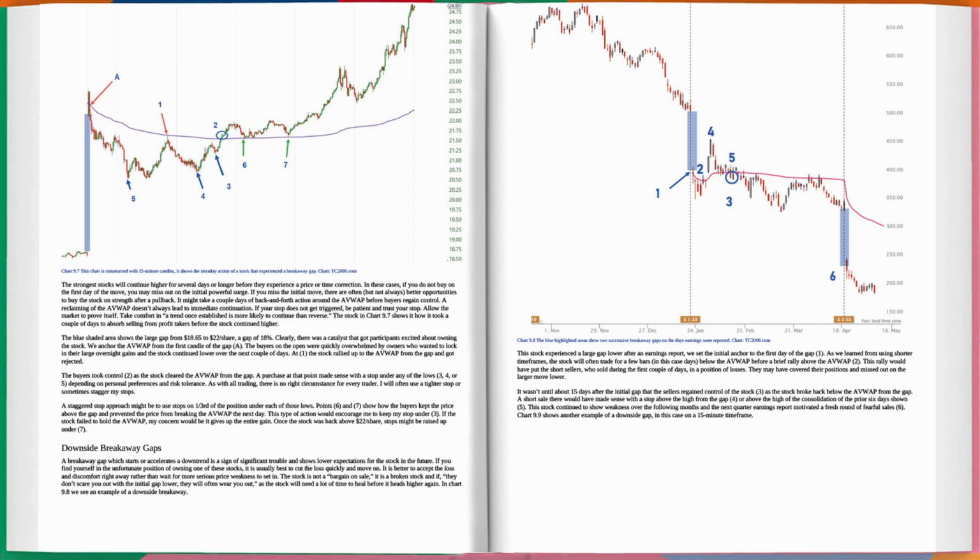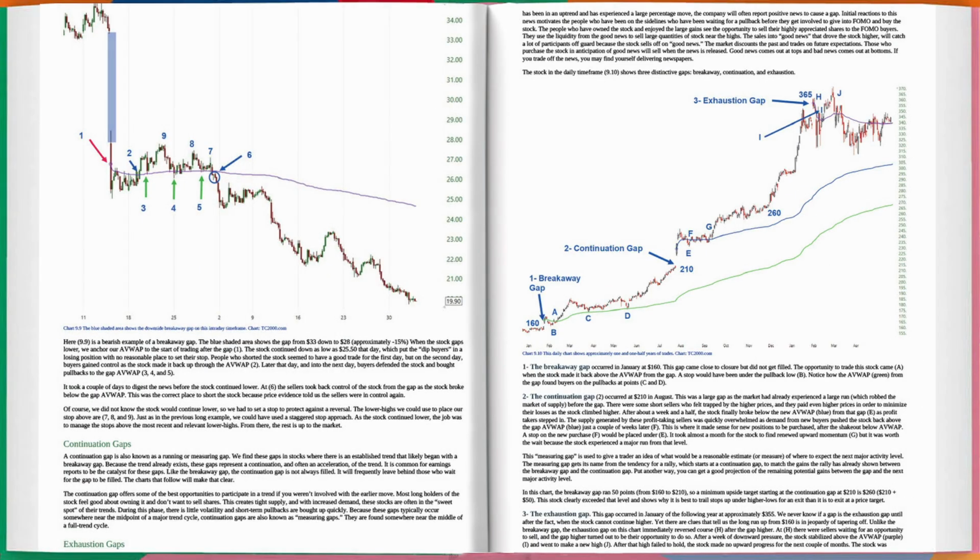This stock continued to show weakness over the following months, and the next quarter earnings report motivated a fresh round of fearful sales, 6. Chart 9.9 shows another example of a downside gap, in this case on a 15-minute time frame. Here, 9.9 is a bearish example of a breakaway gap. The blue shaded area shows the gap from $33 down to $28, approximately 15%. When the stock gaps lower, we anchor our AVWAP to the start of trading after the gap, 1.